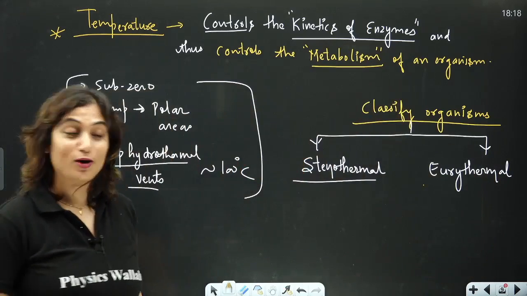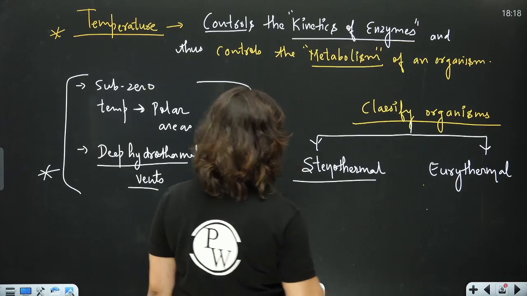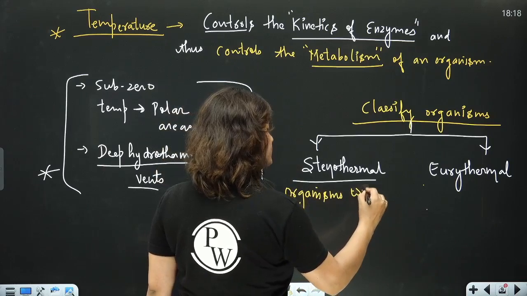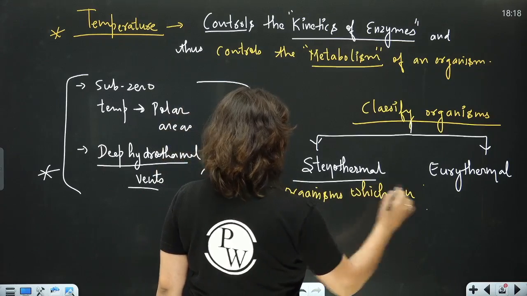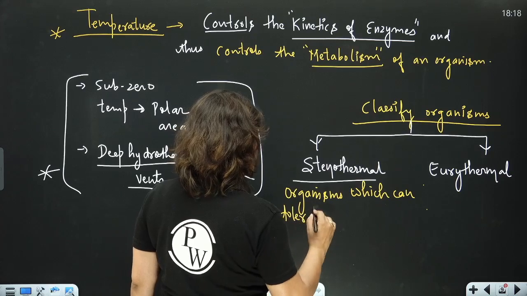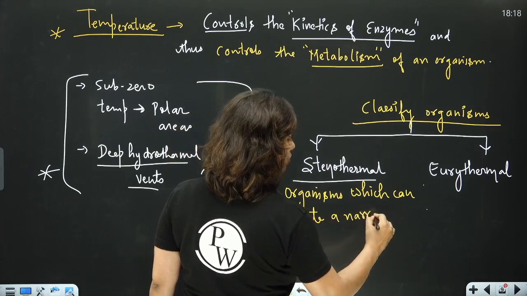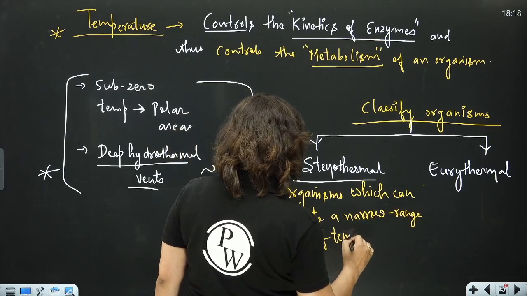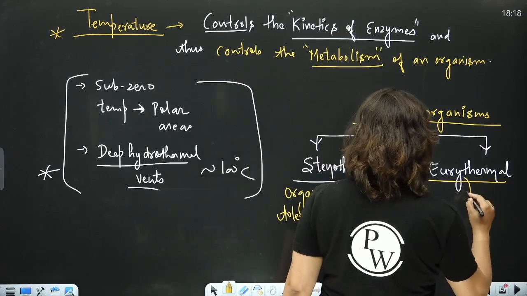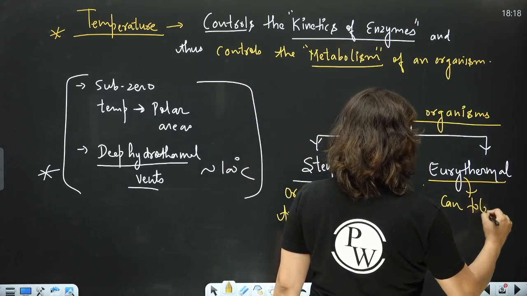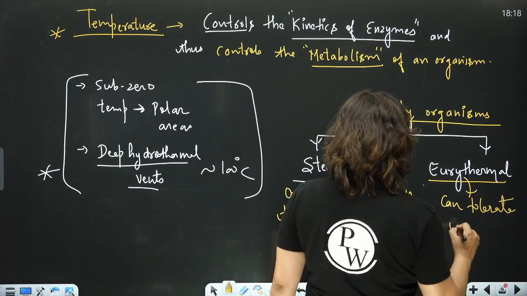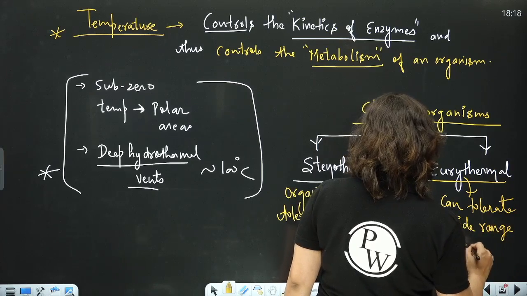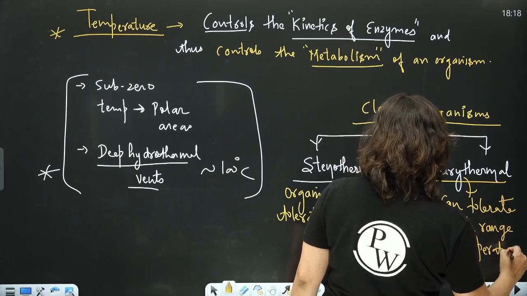Stenothermal and eurythermal organisms. Stenothermal organisms are organisms which can tolerate only a narrow range of temperature. But the eurythermal are those organisms which can tolerate a wide range of temperatures.